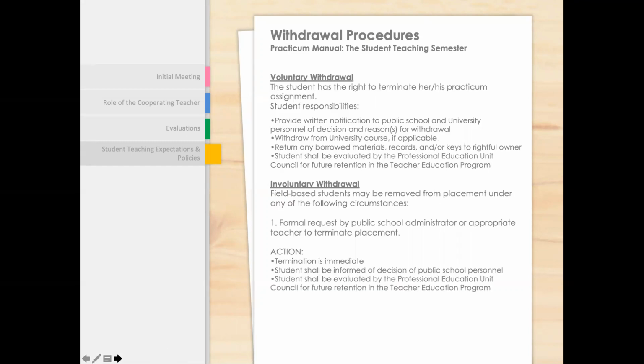The next several slides contain information about the withdrawal procedures, the teacher code of conduct, and dress code. We will just allow you to read these slides to yourself.